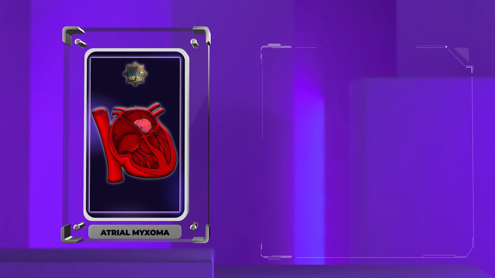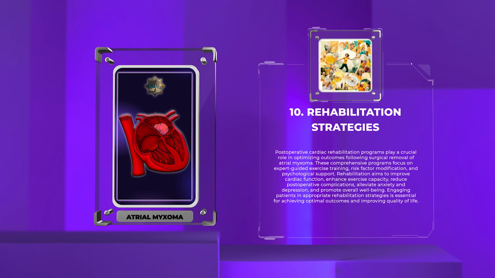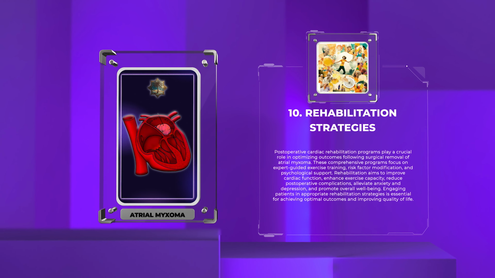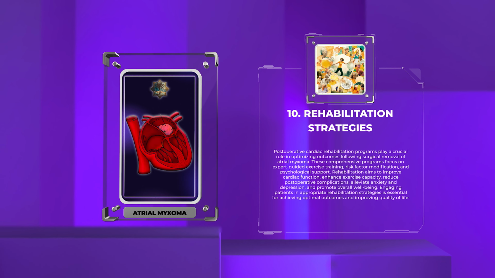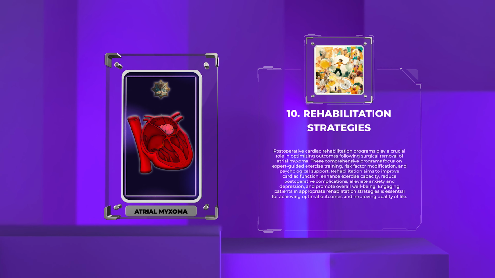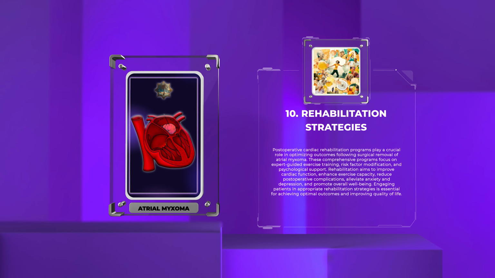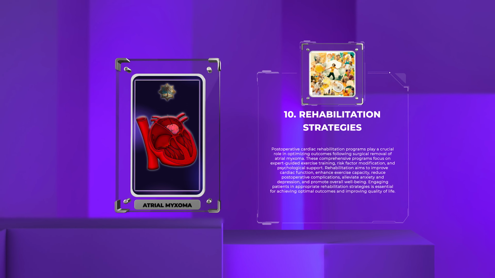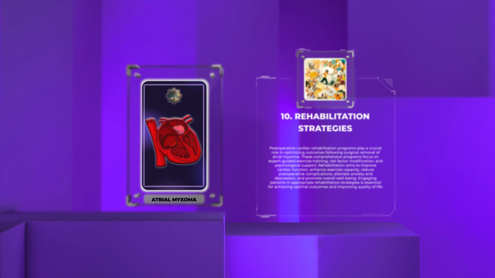Postoperative cardiac rehabilitation programs play a crucial role in optimizing outcomes following surgical removal of atrial myxoma. These comprehensive programs focus on expert-guided exercise training, risk factor modification, and psychological support. Rehabilitation aims to improve cardiac function, enhance exercise capacity, reduce postoperative complications, alleviate anxiety and depression, and promote overall well-being. Engaging patients in appropriate rehabilitation strategies is essential for achieving optimal outcomes and improving quality of life.